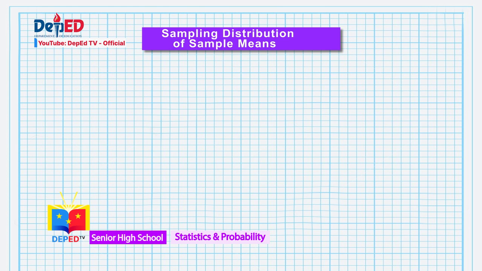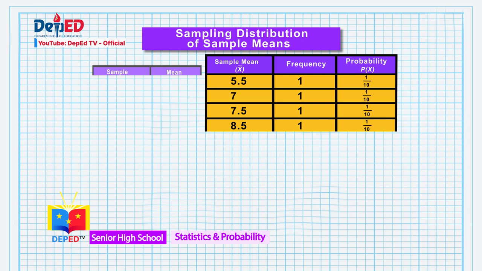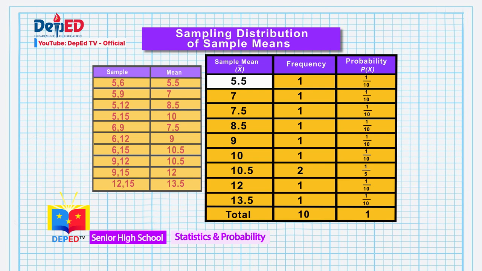The fifth step is to construct the sampling distribution of the sample means. Let's list the sample mean and its corresponding frequencies. So the mean of 5.5, 7, 7.5, 8.5, 9, 10, 12, and 13.5 all appears once in the list, while only 10.5 appears twice, thus having a probability of 1/5, and the rest having a probability of 1/10.